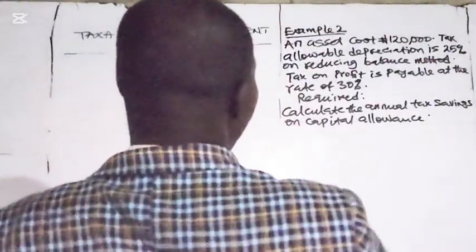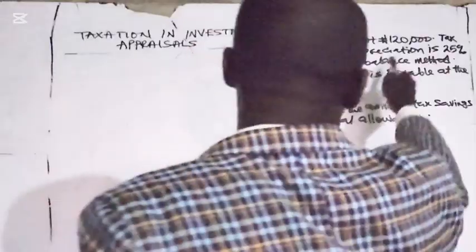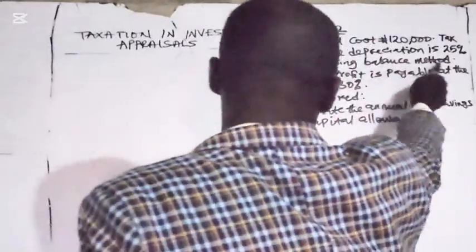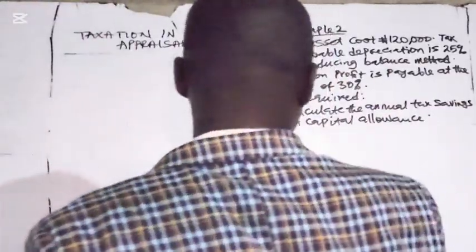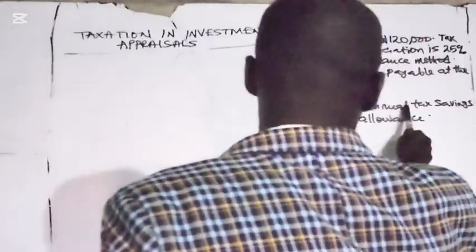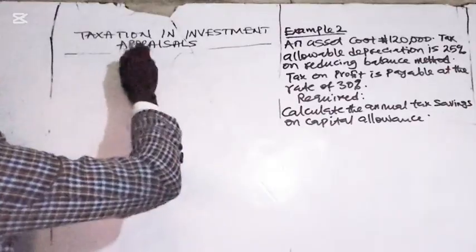Example 2. An asset costs 120,000 naira. Tax allowable depreciation is 25% on reducing balance method. Tax on profit is payable at the rate of 30%. Required: calculate the annual tax savings on capital allowance. Now, solution.